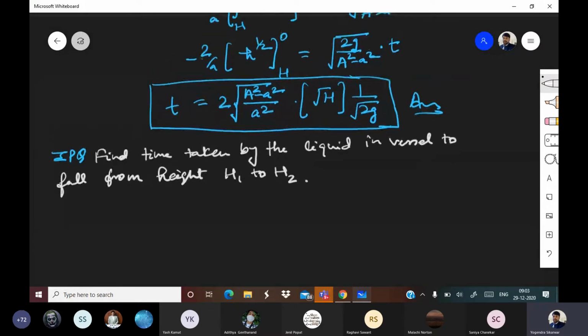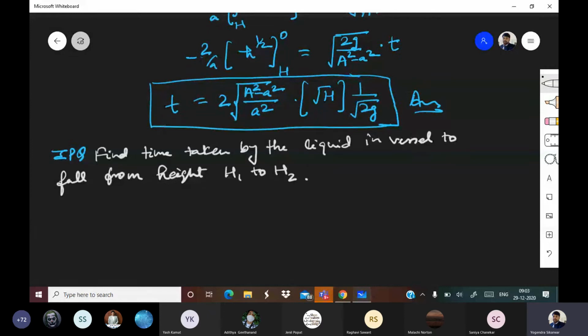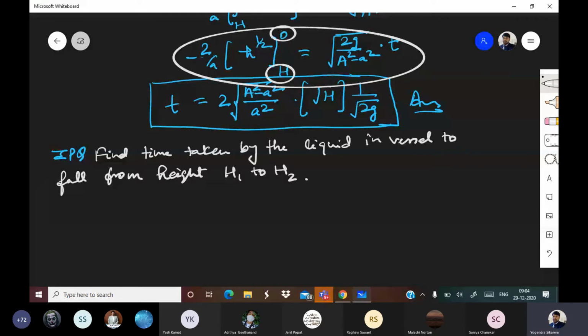Everyone, please pay attention. That one step is basically here. If you slightly change the limits, earlier in the last question your limits were going from h to 0. In this question, your limit should go from h1 to h2. That's it. Finished.